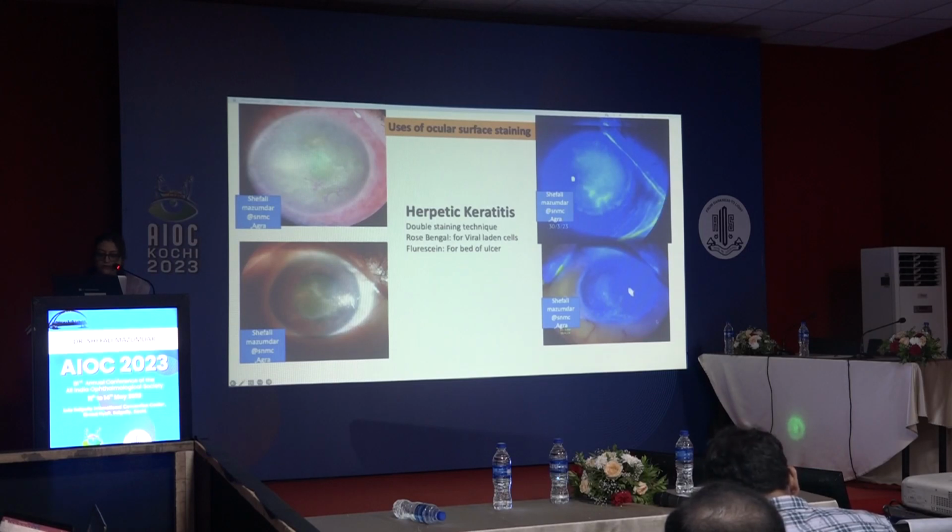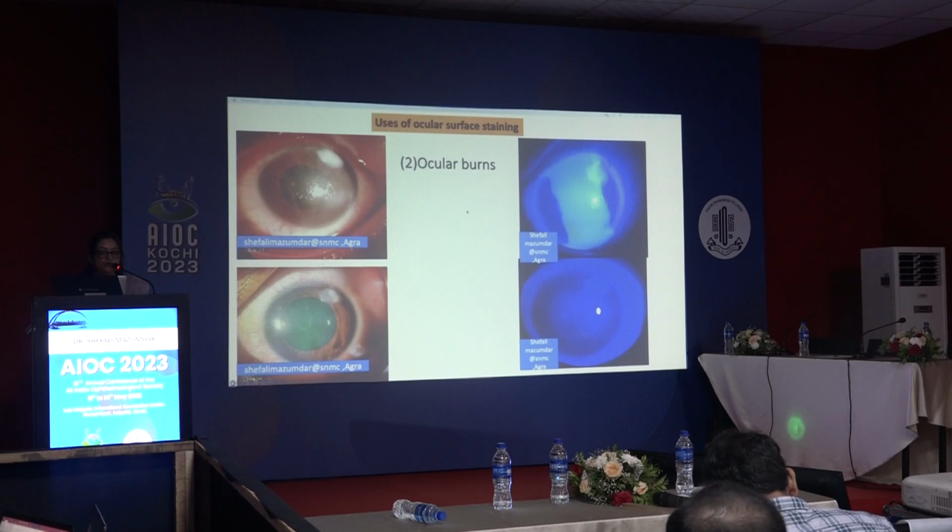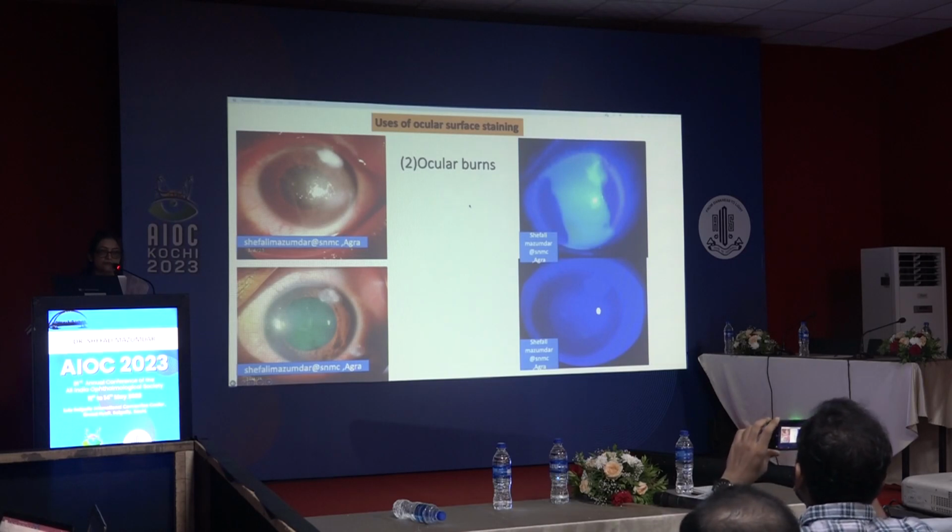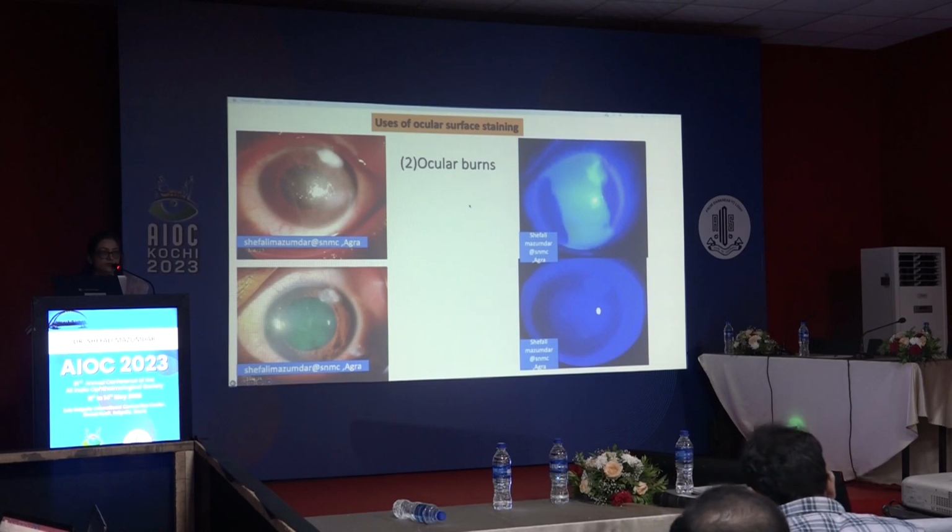Okay. Now, the next use of ocular surface staining is in ocular burns. So, whenever you see a case of chemical injury, ocular burns, thermal burns, you should stain your patient with fluorescent dye. Why? Anyone? Why do we do this? To assess the amount of damage to the ocular surface. This is the only way. Okay? And because on this basis, we plan our treatment.